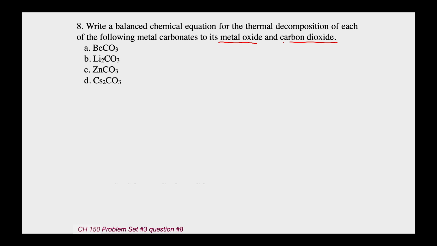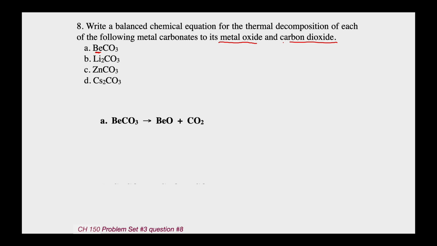So in 8A, the metal is beryllium, and beryllium is a positive 2 metal. It's in group 2A. So when it's in an oxide, and remember oxide is negative 2, BeO is going to be made.